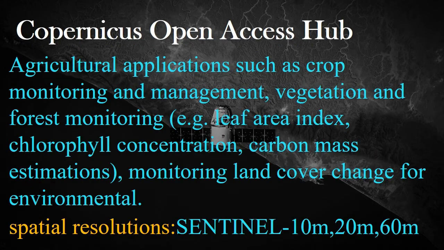Next one is the Copernicus Open Access Hub. Here it's literally for agricultural applications. We can do crop monitoring and management, and vegetation and forest monitoring. For example, the leaf area index, chlorophyll concentration, and carbon mass estimations. These are the things we can do, along with monitoring the land cover of an environment.